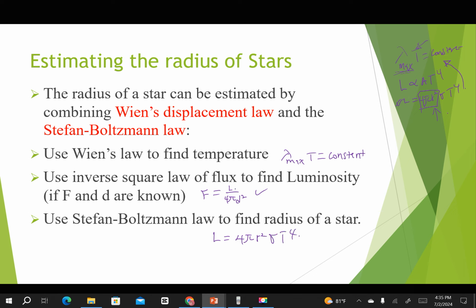So if the luminosity of the star is known or has been found using the inverse square law, and the surface temperature has been found using Wien's displacement law, then we can find the radius of the star using Stefan Boltzmann's law. Let's try to do an example before we leave this example.